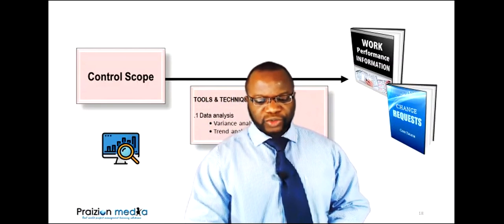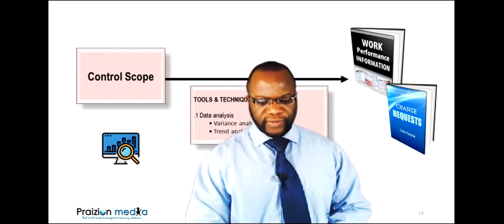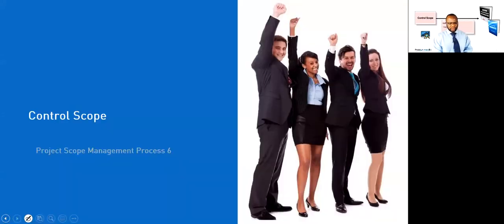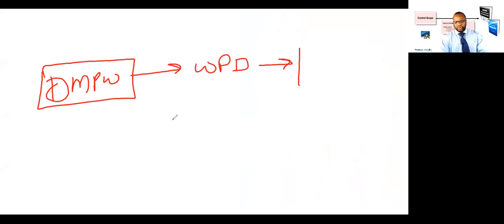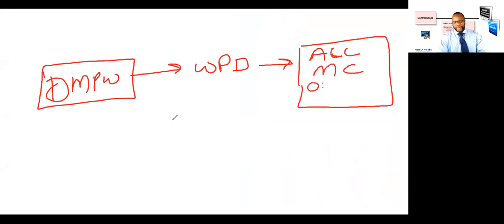So let's go to our slide where we have some conclusions here. And I might just draw you out the picture so that it sticks. Let me draw you out a picture of this very quickly. Direct and manage project work. This gives you WPD. WPD goes into all monitoring and controlling processes outside integration. It's very important you make that distinction.